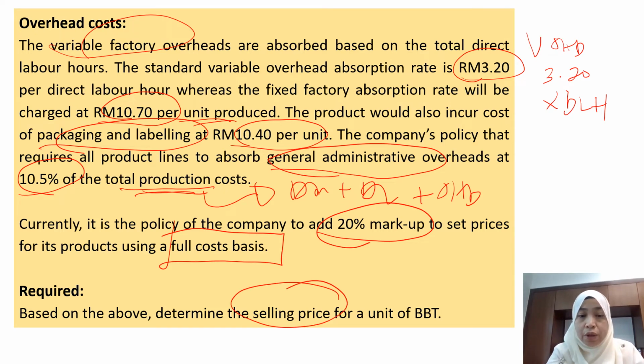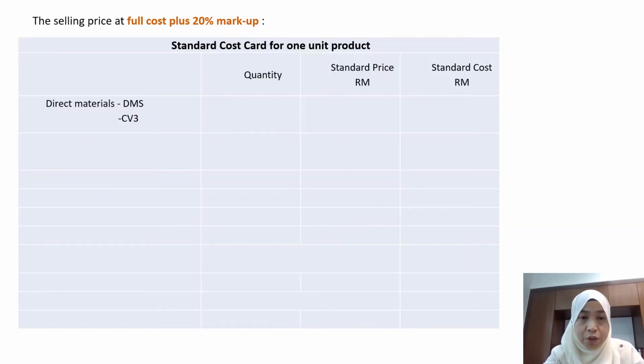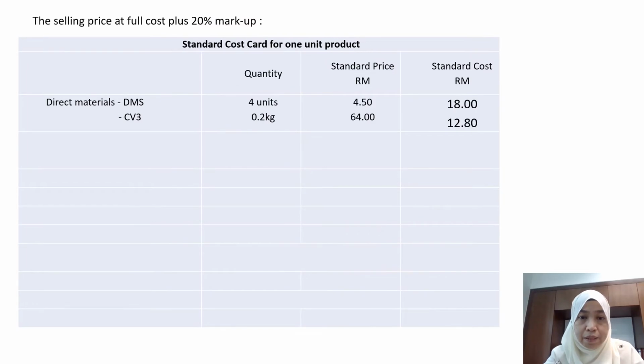So to calculate the selling price, we have several methods. For this question, we use full cost basis. That means we total up all production costs and other costs to calculate total cost. Then we add 20% profit markup. First we identify direct materials.